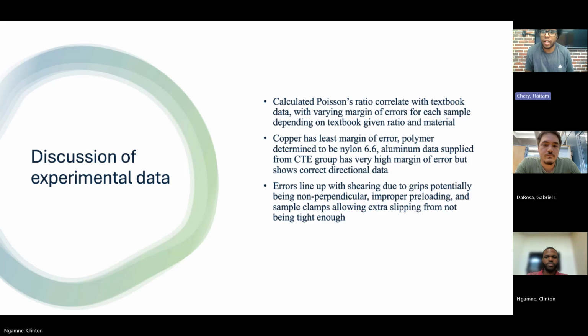The calculated Poisson's ratios for copper and polymer followed the textbook data, with the highest margin of error being for copper, at 10%. For nylon, it was less than 1%. We determined it to be nylon 6.6 based off a table of polymers. Our aluminum data, despite following the usual trend for Poisson's ratio, was off by 172%.